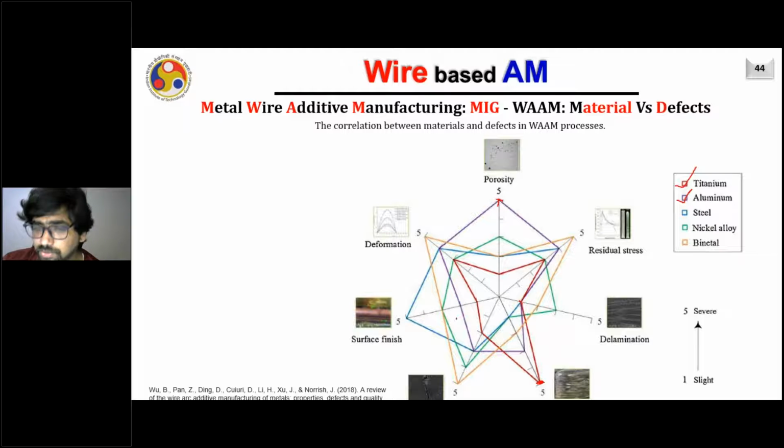But the parts deposited by aluminum usually have very good surface finish. They're not really having very bad surface roughness, right? So this type of thing you can observe from here corresponding to the material versus defects.